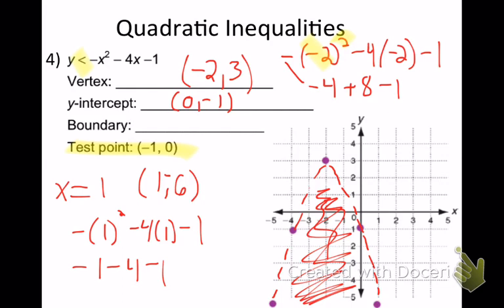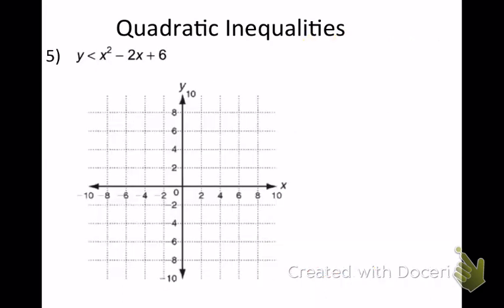Good work. Let's try one last problem here. y is less than x squared minus 2x plus 6. Start off by finding the axis of symmetry, the vertex, y-intercept, pick another value of x, and then graph it. Take a couple seconds, try this on your own. All right, let's start walking through this.